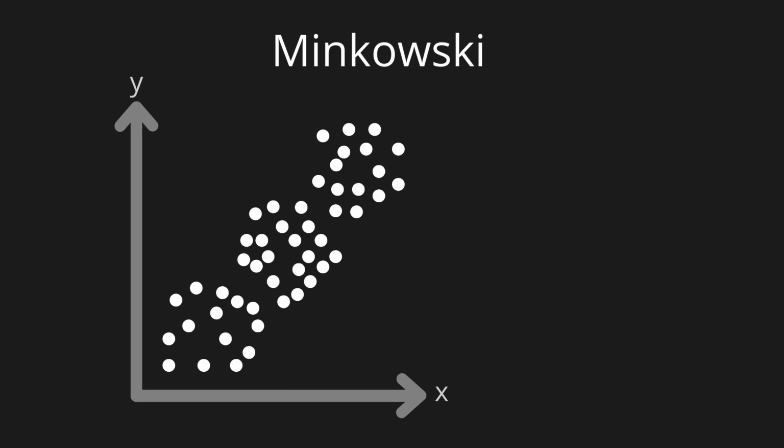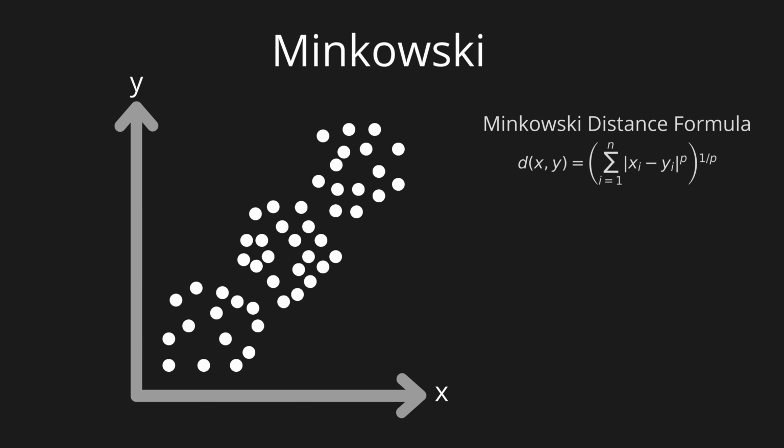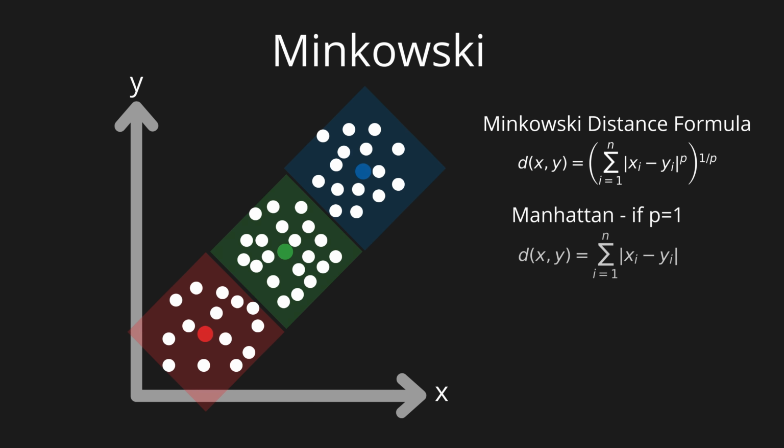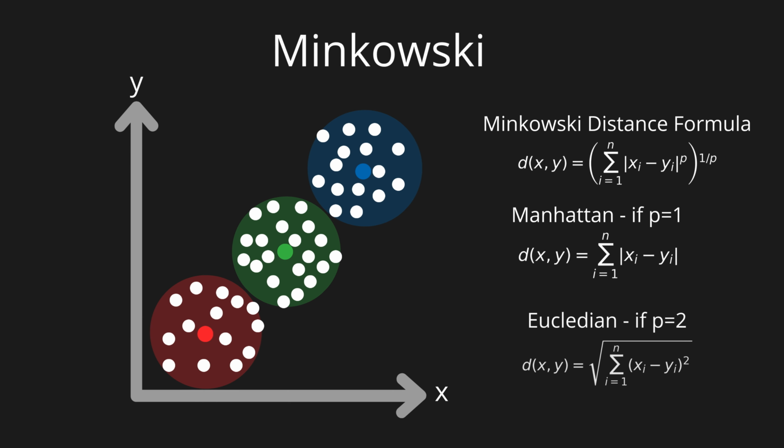Minkowski distance is a flexible, generalized form of both Euclidean and Manhattan. It adds a parameter, usually called p, that controls how distances are calculated. When p equals 1, we get the Manhattan distance. When p equals 2, it becomes Euclidean. By adjusting p, we can move smoothly between these shapes and fine-tune how k-means perceives closeness.